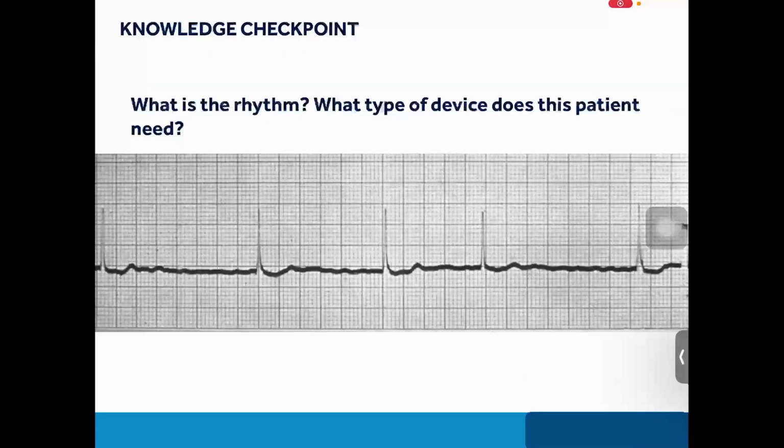What is the rhythm and what type of device does this patient need? AFib. Will you implant a single chamber or dual chamber? A single chamber with rate response, the mode VVIR. In this patient, if you are the operator, I give you a choice between left bundle area pacing and the conventional pacemaker. What will you decide?